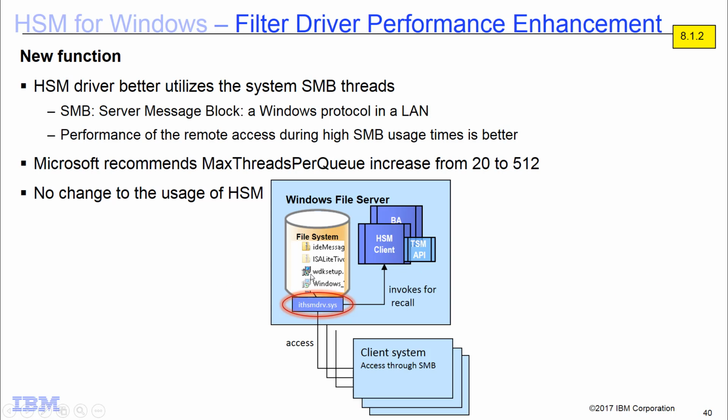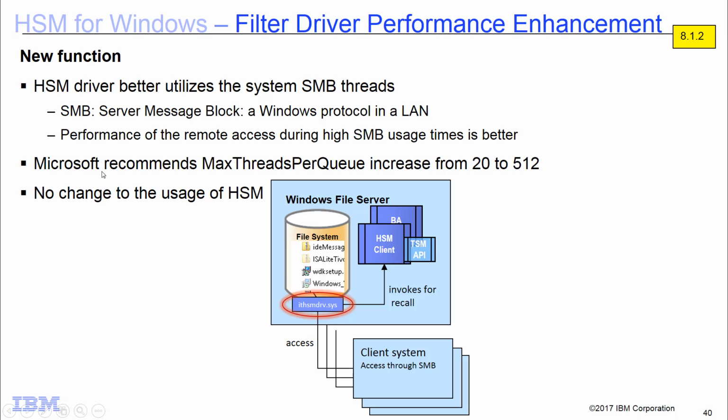Okay, let's change pace and look at HSM for Windows. One of the first enhancements is a filtered driver performance enhancement, where we better utilize the system SMB threads. SMB is your server message block, and it's a Windows protocol in a LAN. So with this improvement, the performance of the remote access during high SMB usage times should be better.